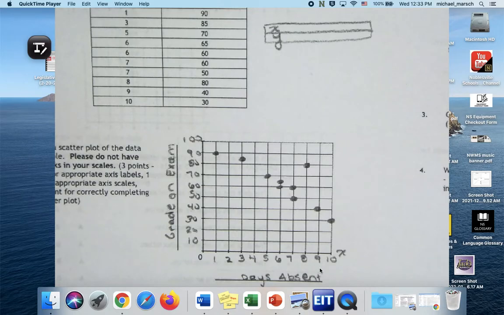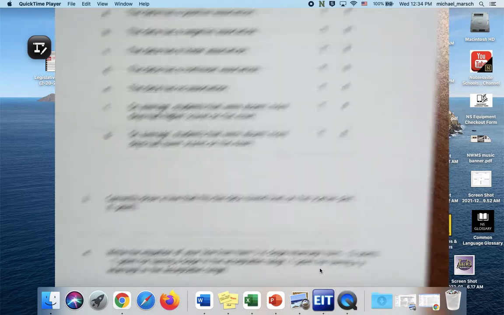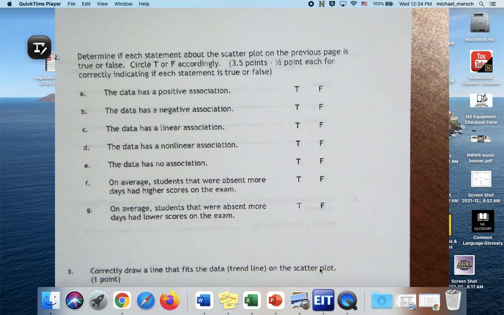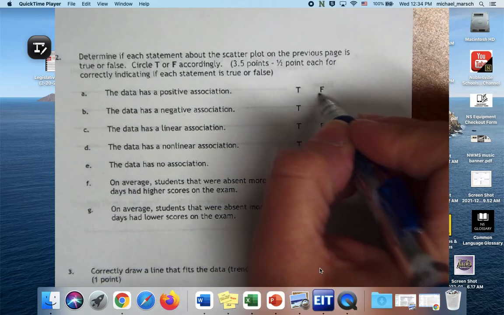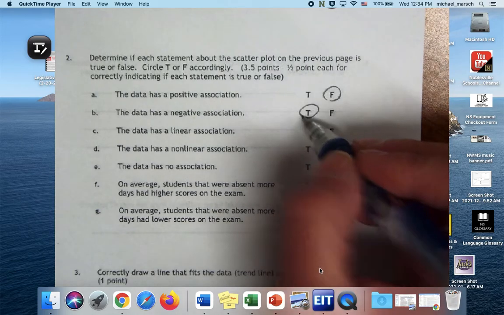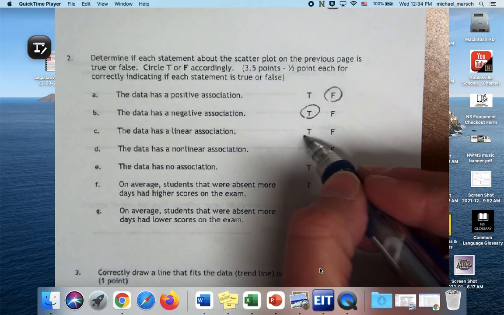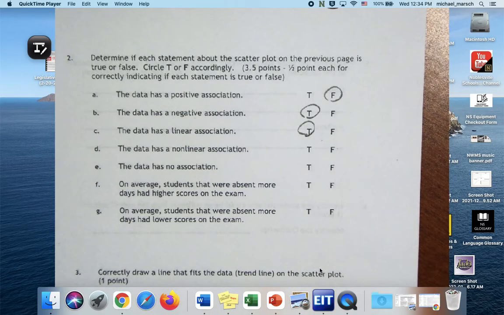So hopefully your scatter plot looked a little bit like that. Now I'm going to use this scatter plot to answer some true or false questions. Does the data have a positive association? True or false? False. The data has a negative association. True. The data has a linear association. True.